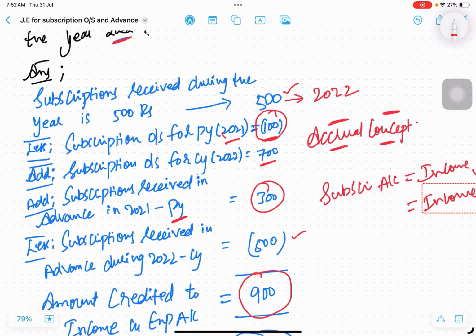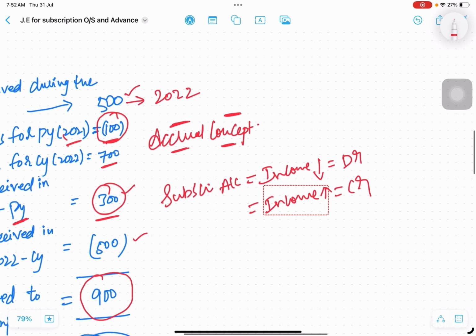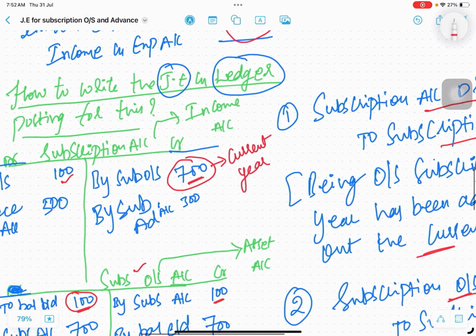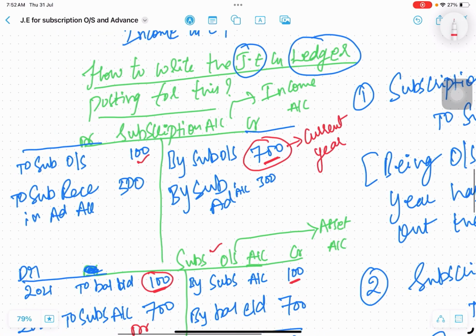Okay. Subscription received in advance 2021, 300 rupees. Now, last year you have received some subscription that is relating to current year. If something relates to current year, then it will increase the subscription account. If something increases the subscription account, then it needs to be credited. So current year subscription, last year subscription received in advance, what we need to do, we need to write the credit side of subscription account.